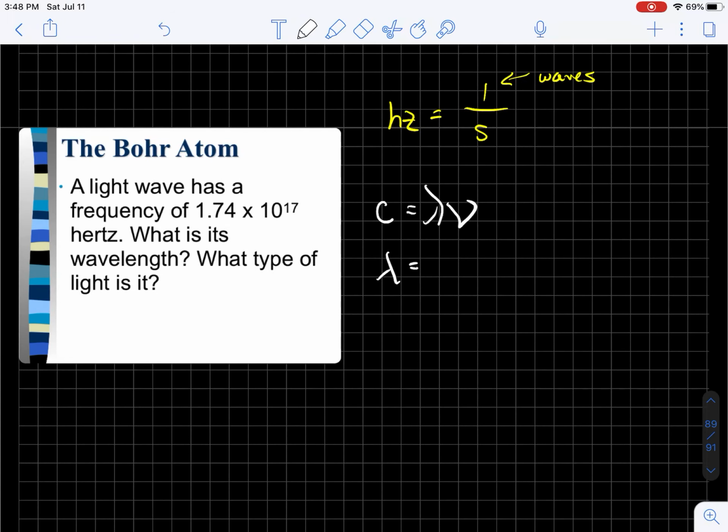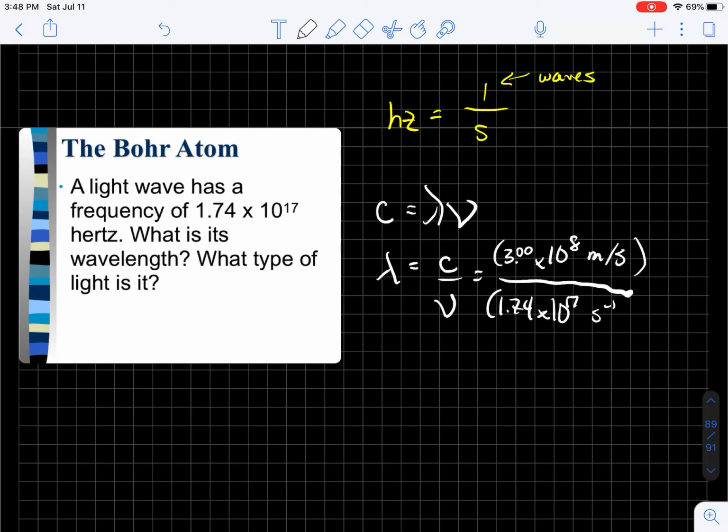Speed of light is equal to wavelength times frequency. We know the frequency. Let's solve for the wavelength. So we get speed of light divided by frequency. Now we can substitute in. Again, you don't have to memorize the constant for speed of light. I'll go 3 sig figs since the other thing is 3 sig figs. In fact, let's do this so it looks reasonable.